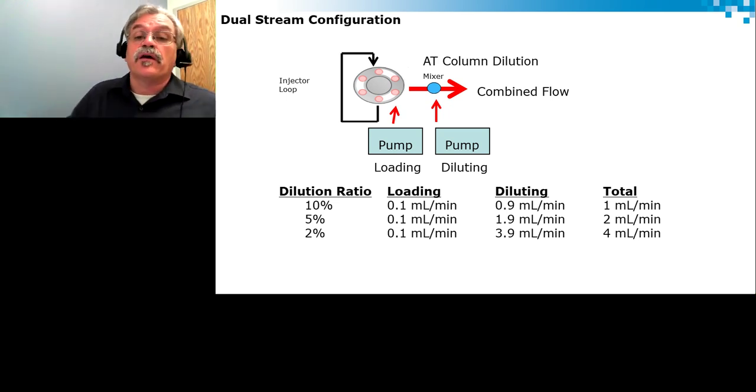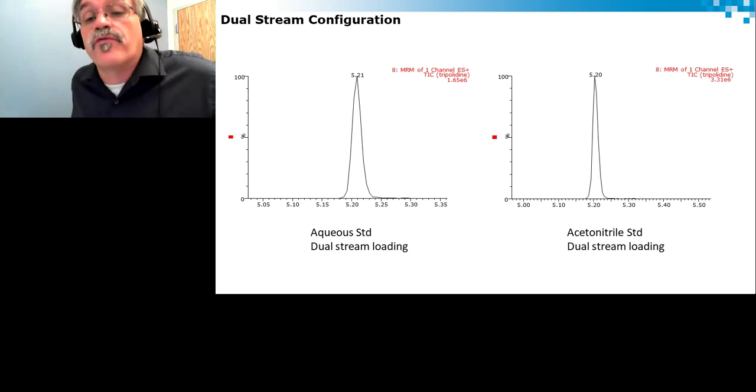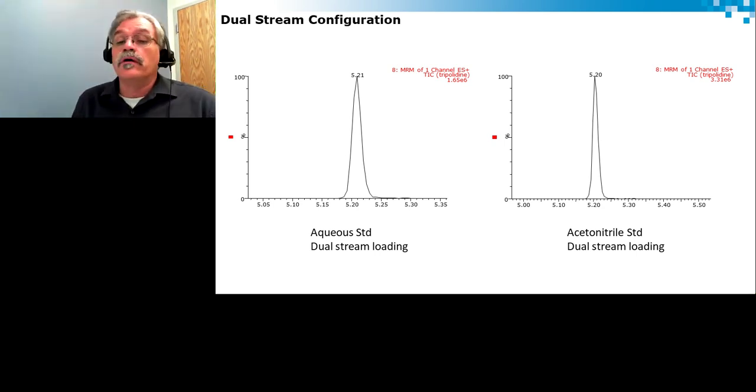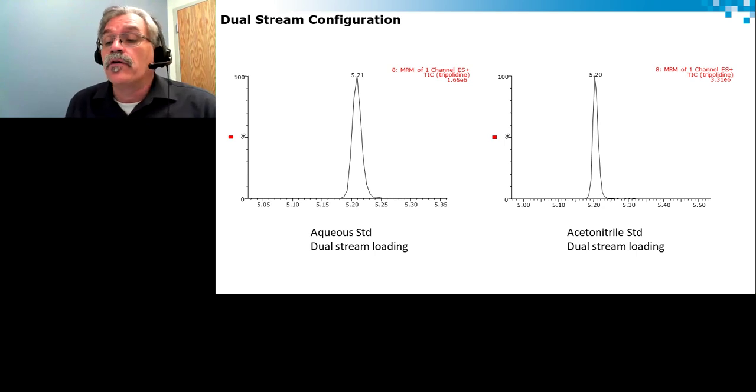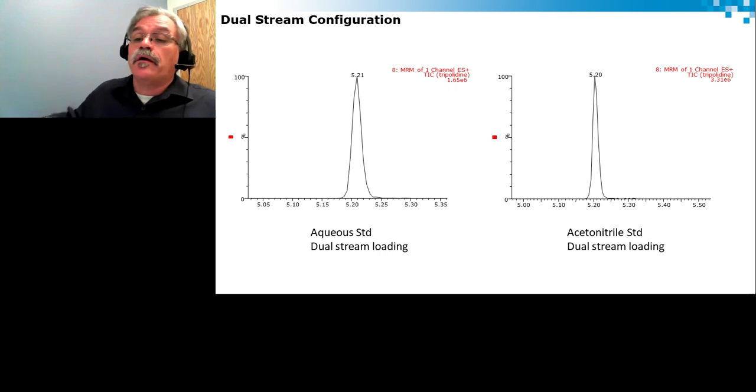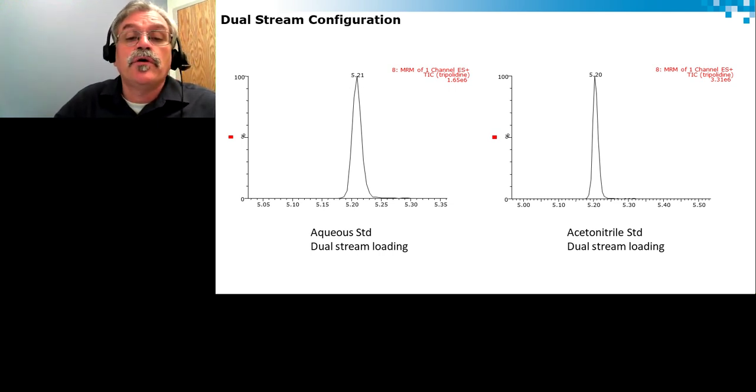Now, the interesting aspect is that now that I have a dual stream loading with what we call at-column dilution, it doesn't matter if I have an aqueous or organic or any percentage of organic and aqueous. It could be 50-50, 25-75, it doesn't matter, 100%. The compound of interest will be refocused in the proper condition on a sorbent that's compatible for the separation that comes further.